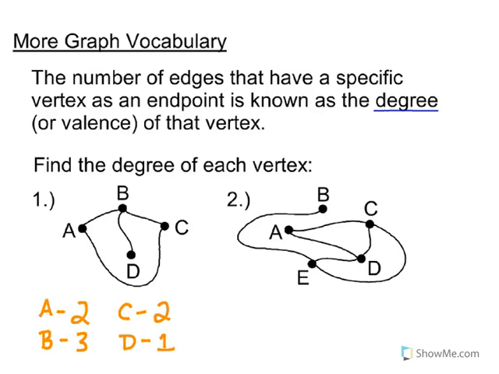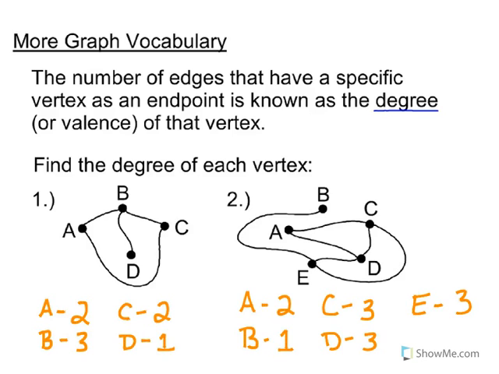Take a minute and try to figure out how many edges are touching each vertex in the second graph. So what's the degree of each vertex here? A, B, C, D, and E. Okay. So A has 2 edges touching it. The degree of A is 2. B has only 1. C has 1, 2, 3. D has 1, 2, 3, and E has 3.